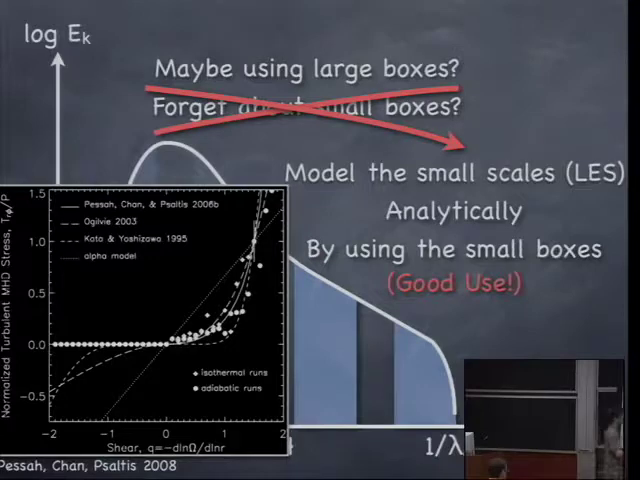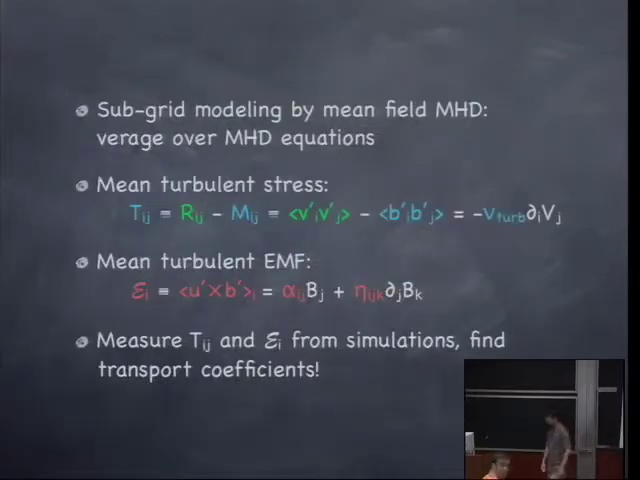But the nice thing here is because we know how to do shearing box, well, actually we don't, but suppose we know how to do it, then we can do numerical experiment to measure this coefficient. Just like in hydrodynamics, we do experiment to measure viscosity and things like that. Okay, so how do we do this numerically? So we do it by so-called subgrid modeling by mean field MHD. What we do is we just take the average over some scale for the MHD equation.